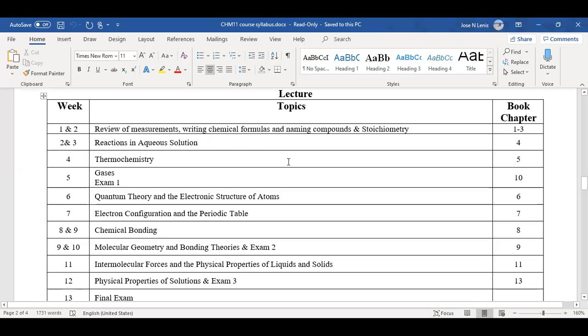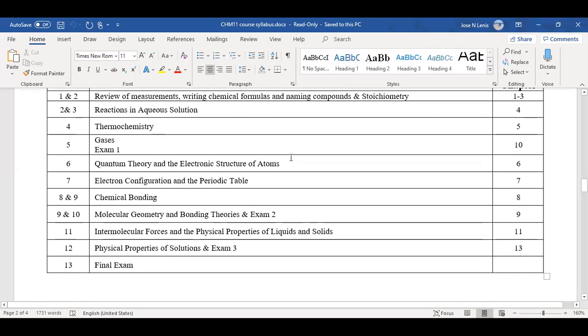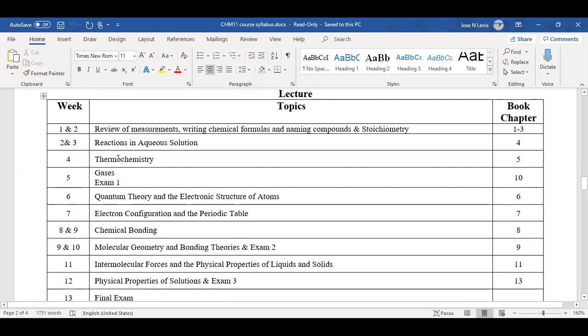Reactions in aqueous solutions. And we go through the chapters in that order. So notice that after that, the chapter 4 is going to be, sorry, this is not chapter 4. This is the week, right? So this column shows only the week. And the next chapter here is thermochemistry.